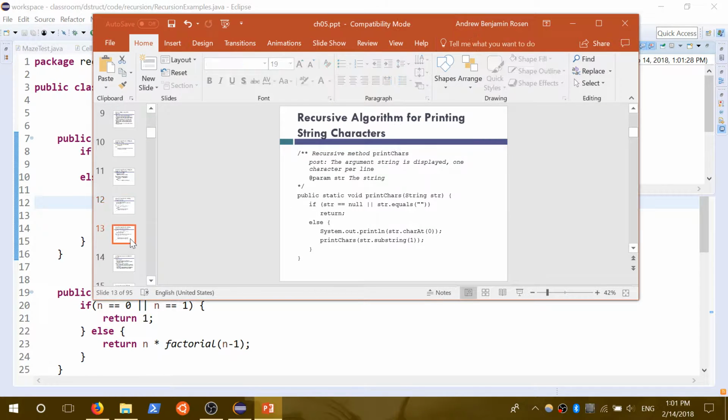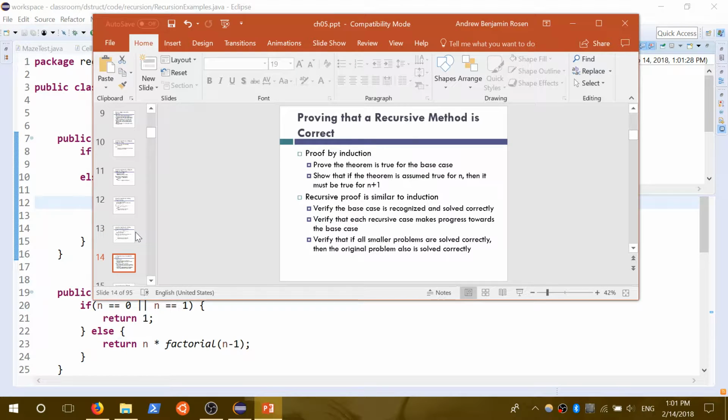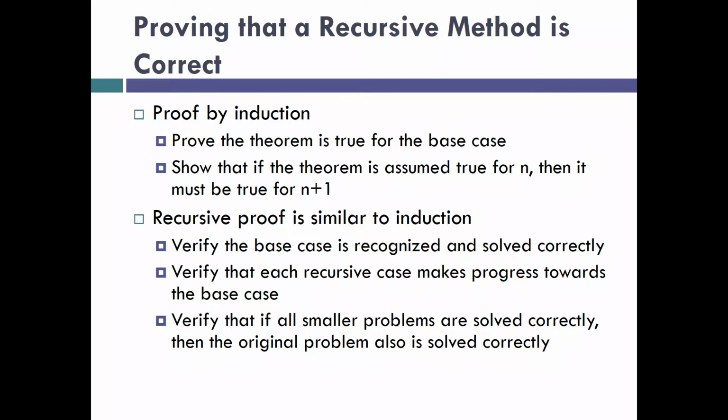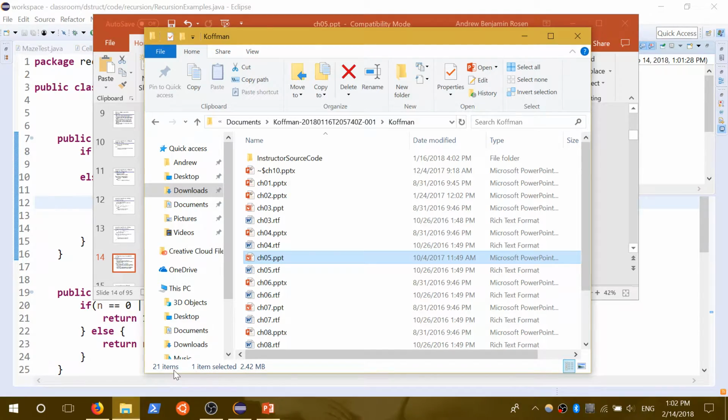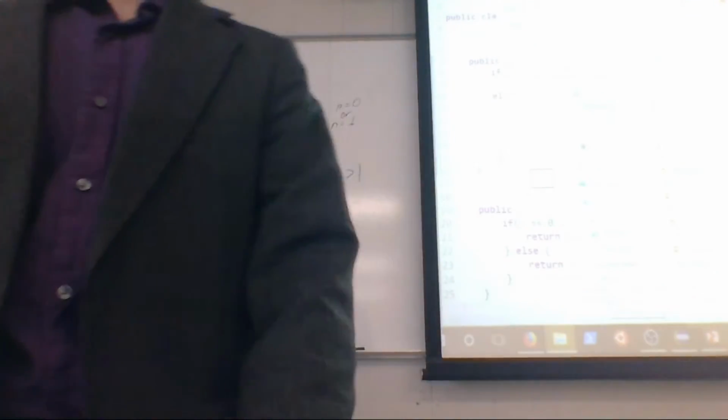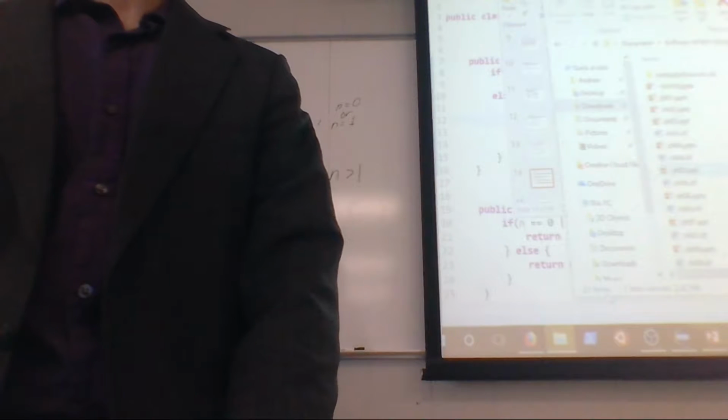Okay, so let's see. How do we show that this thing is actually correct? How do we actually show that this works? It's similar to a proof by induction. How many of you have taken your math concepts course and learned about proof by induction? Okay. How many of you have taken both your math concepts courses and they didn't teach proof by induction? They didn't teach proof by induction?